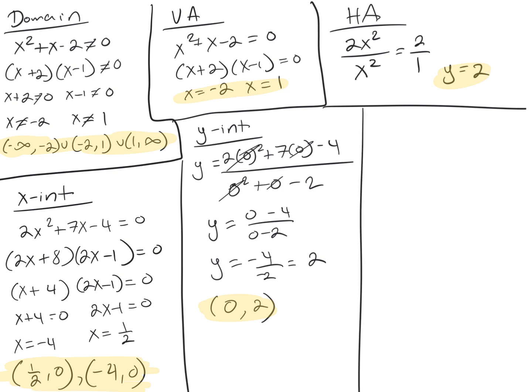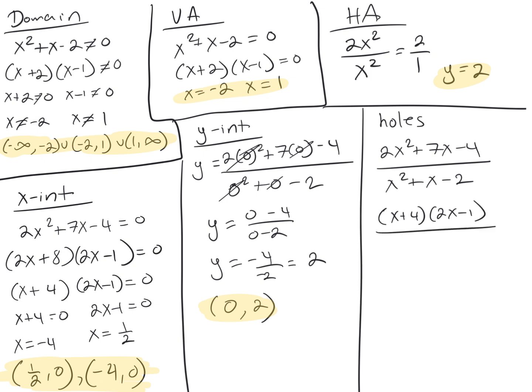And lastly, we're looking for the holes. I'm going to write the equation first. 2x squared plus 7x minus 4 over x squared plus x minus 2. We're going to factor the numerator and the denominator. In this case, the numerator, we simplified it already, factored it out in the x-intercept. So I'm just going to go ahead and write down the simplified version.